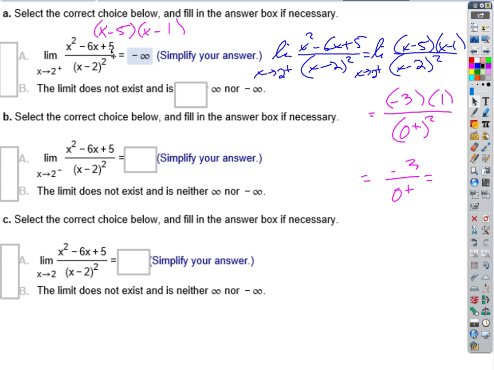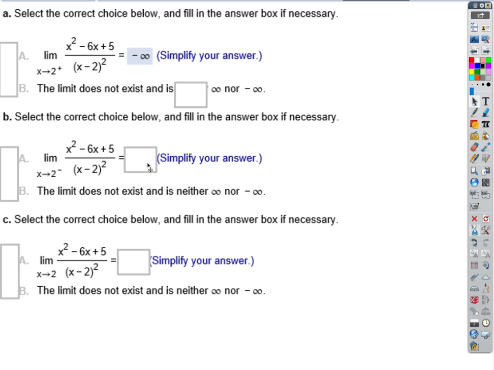Okay, so what about this? What about this part right here? The top doesn't change, right? If I evaluate the top, I'm getting -3, right? And on the bottom, this time as x approaches 2 from the left, I'm getting a 0 minus squared. So what's that mean? 0 plus. So once again, there's our negative infinity.